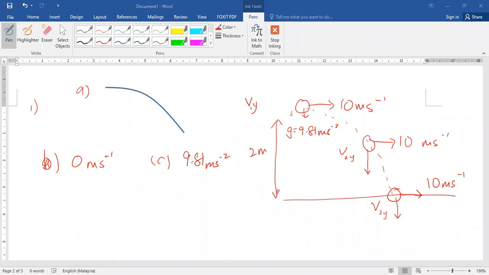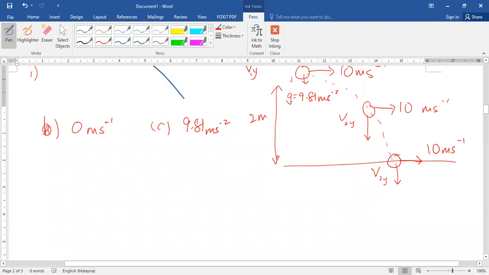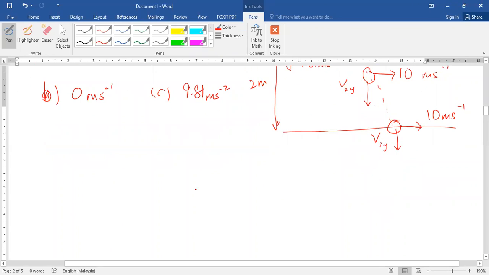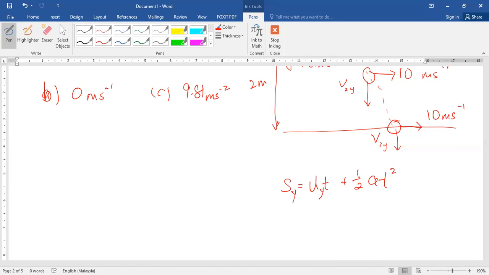Question D, how far when the ball hits the ground? First, we need to find out the time taken. So by using S equal to ut plus 1/2 at squared, I want to find the vertical component. That means in Y, Sy is equal to Uy t, the time taken for all are equal, plus 1/2 at squared.